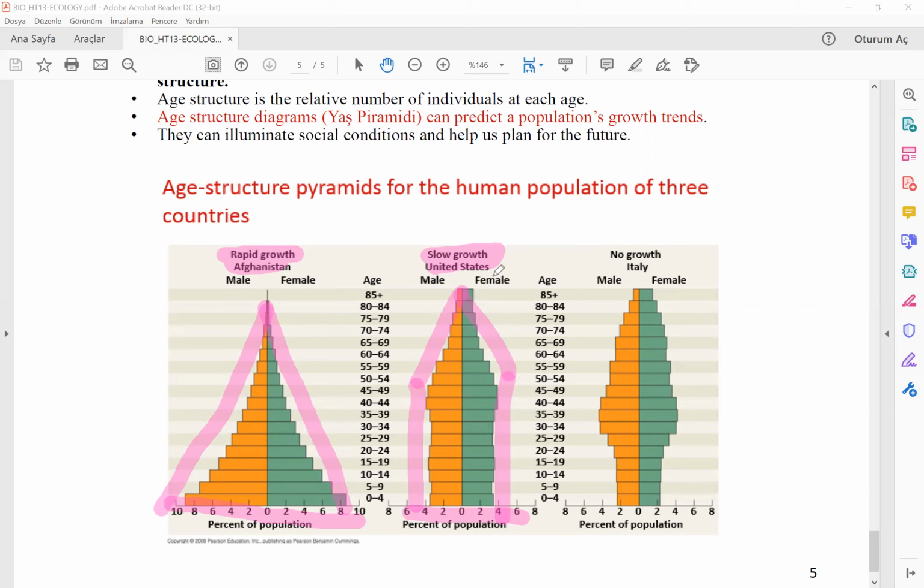This is the slow growth rate age structure. And there is also the no growth or decreasing population age structure, which can be seen, for example, in Italy or Germany. In this shape, the number of young people is less than the number of middle-aged or old people.